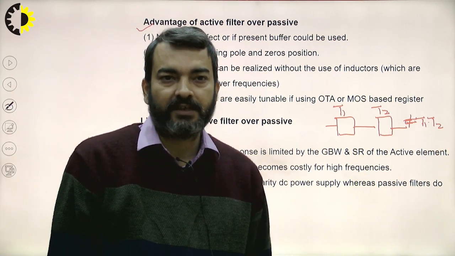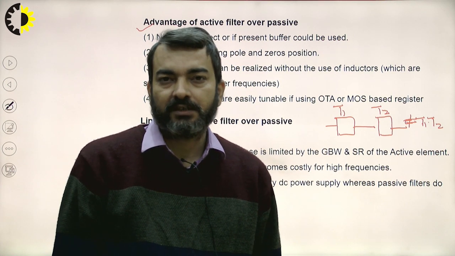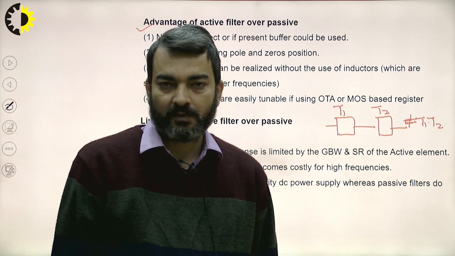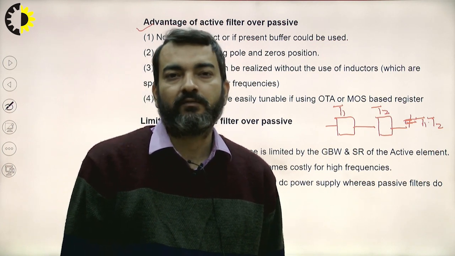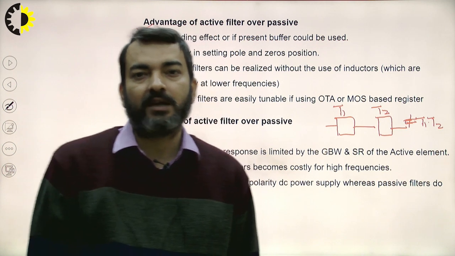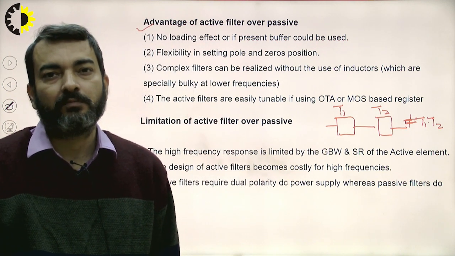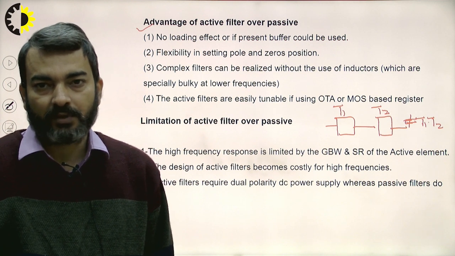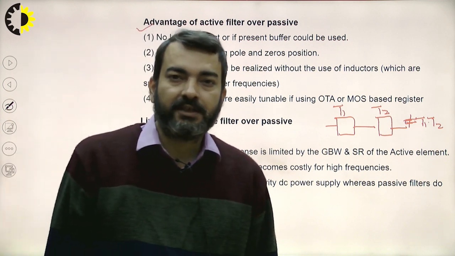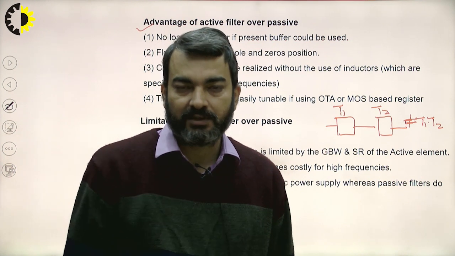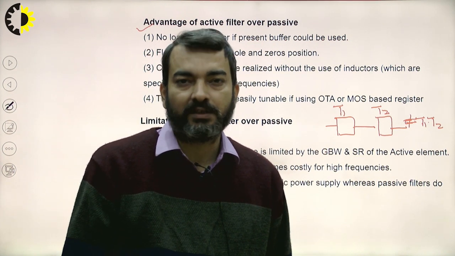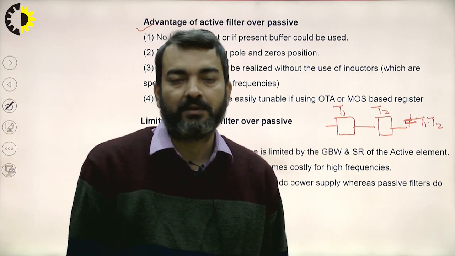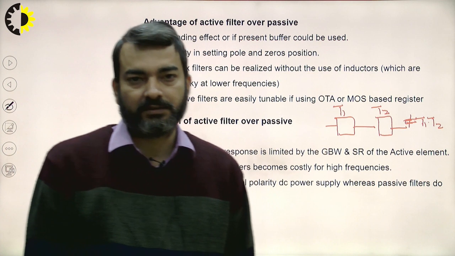Now coming to some limitations. First, the operating frequency of the filter. No doubt, the operating frequency of the filter will be much smaller than the gain bandwidth product of the analog building block which we use. For example, for an op-amp, its unity gain frequency, as we have seen in previous classes, is close to 1 megahertz. So obviously the operating frequency will be much lower than this frequency.